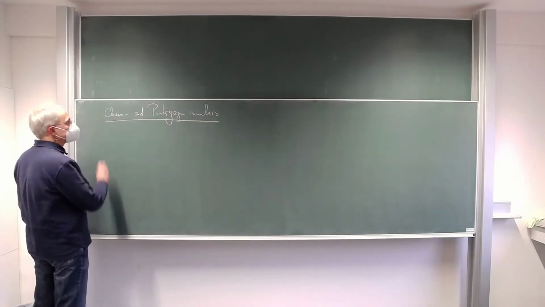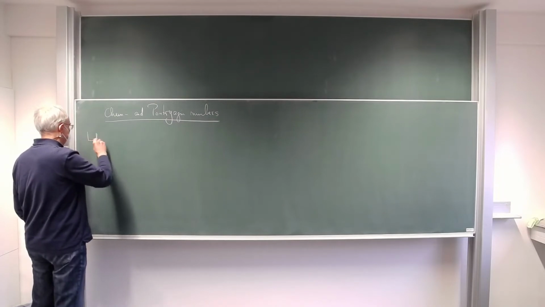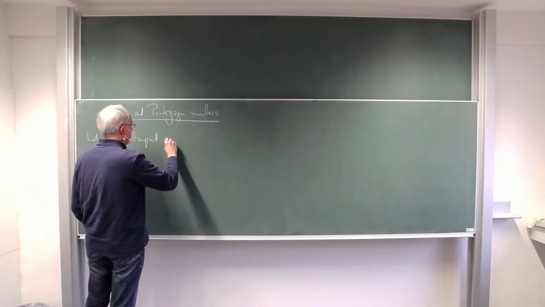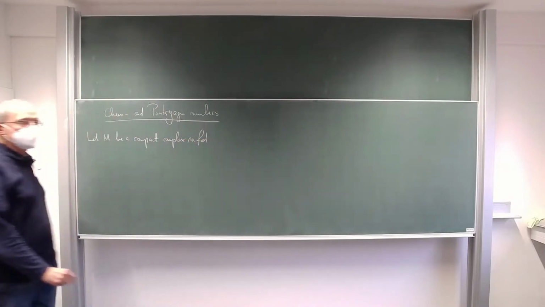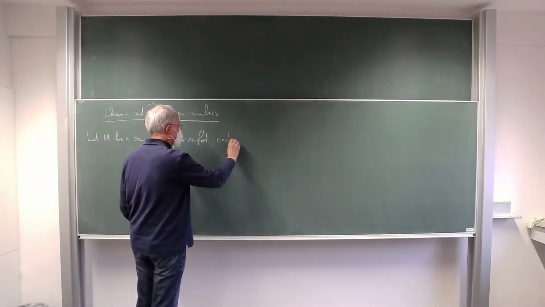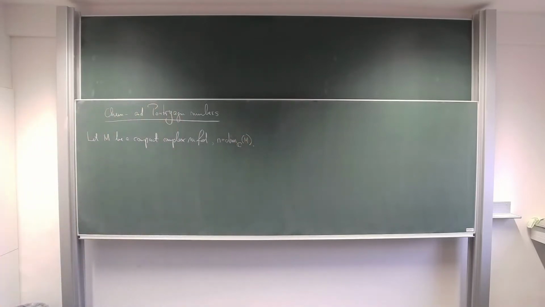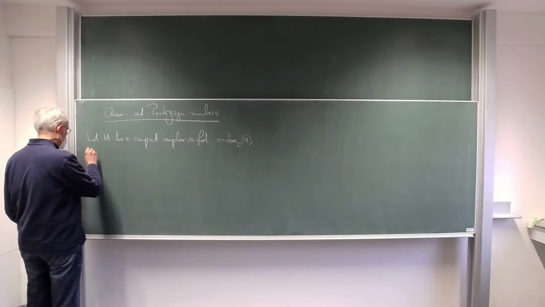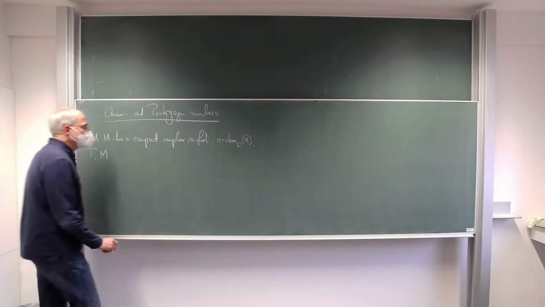So we consider compact complex manifolds. Let M be a complex manifold. Let's call the complex dimension n. So the real dimension is 2n. Then we have a canonical vector bundle, namely the tangent bundle. The tangent bundle then is a complex bundle of rank n.